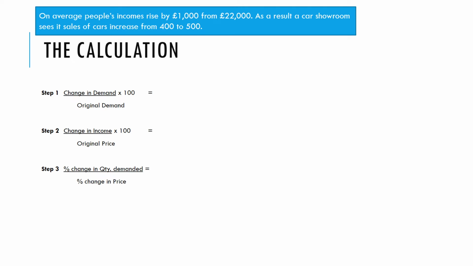So step 1, let's work out the change in demand. Well, here we've seen that the cars have increased from 400 to 500, so the change is 100 over the original 400, which is a 25% increase in demand. Now let's have a look at what's happened to incomes. Incomes have risen by £1,000 from £22,000. So the change is £1,000, the original was £22,000, which is a 4.5% increase. So if we put our two answers together, we can work out the income elasticity of demand.